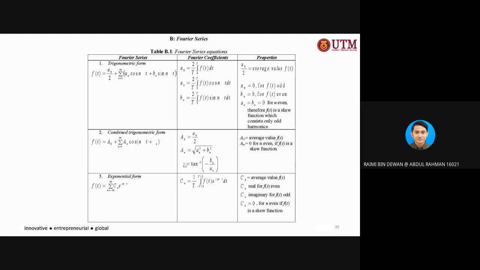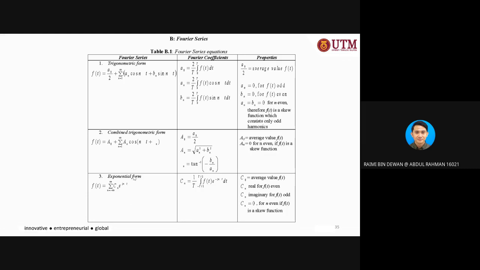So it's theta n. Theta n is the one disappearing. Then you have a0, a capital 0 is a0, the average value. And you have an equals 0 for n even if ft is a skew function. Okay, is a skew function.